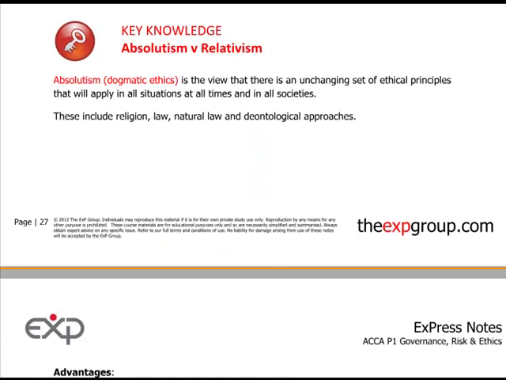Right, we're now going to look at some theories of professional and ethical guidelines, and the first one is absolutism versus relativism. What we're going to look at here is define them. So absolutism, which is also known as dogmatic ethics, is the view that there is an unchanging set of ethical principles that will apply in all situations at all times in all societies. So there is basically one set of moral rules that are always true.